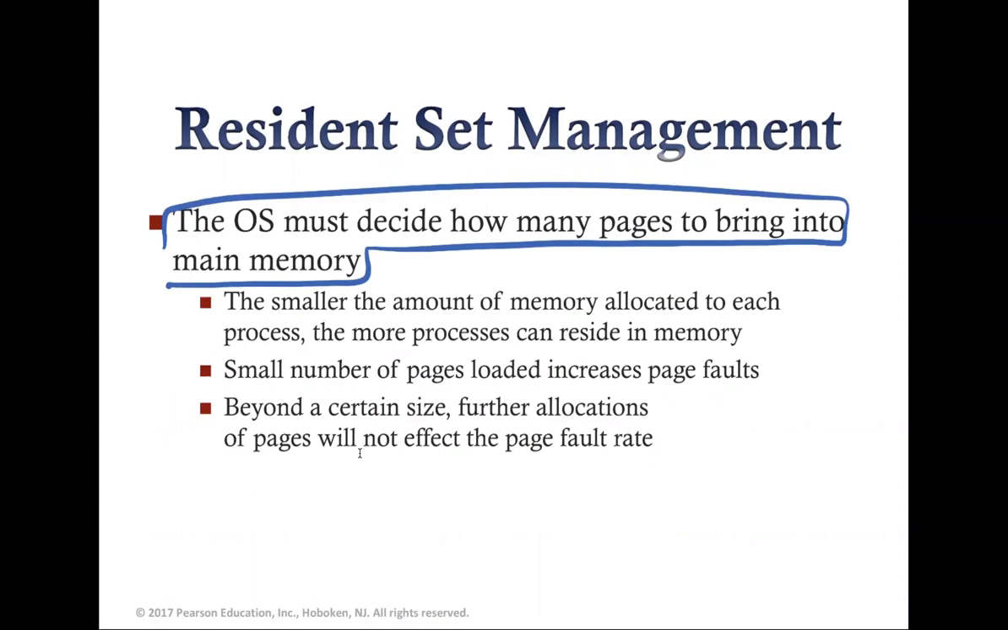The first one is the smaller the amount allocated to a process, the more processes that can reside in main memory at one time. This increases the probability that the operating system will find at least one ready process at any given time, and hence reduces the time lost due to swapping. Another factor, if a relatively small number of pages of a process are in main memory, then despite the principle of locality, the rate of page faults will be rather high.